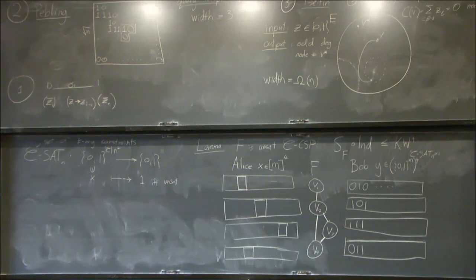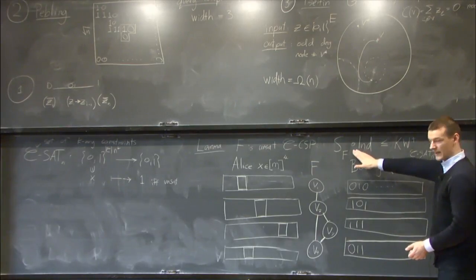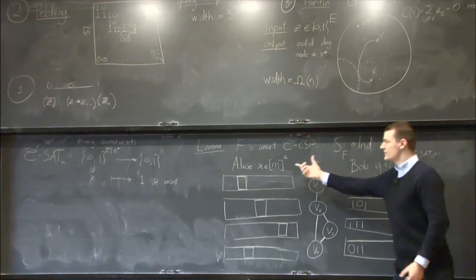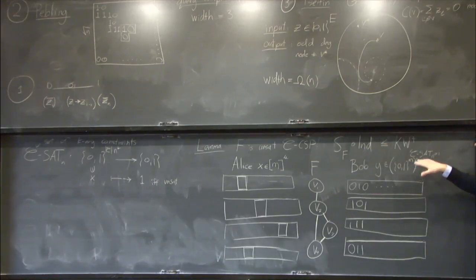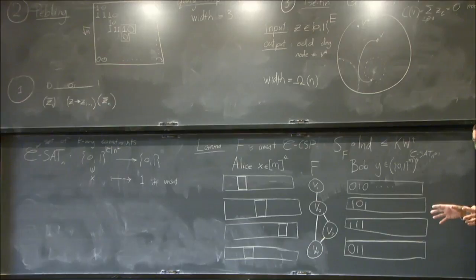So the reduction is really simple. These are the inputs the players have for this game. And now I need to say, how do they interpret their inputs as inputs to the Monotone Karchmer-Wigderson game? And they just do this locally. They don't communicate anything. They just transform their inputs.